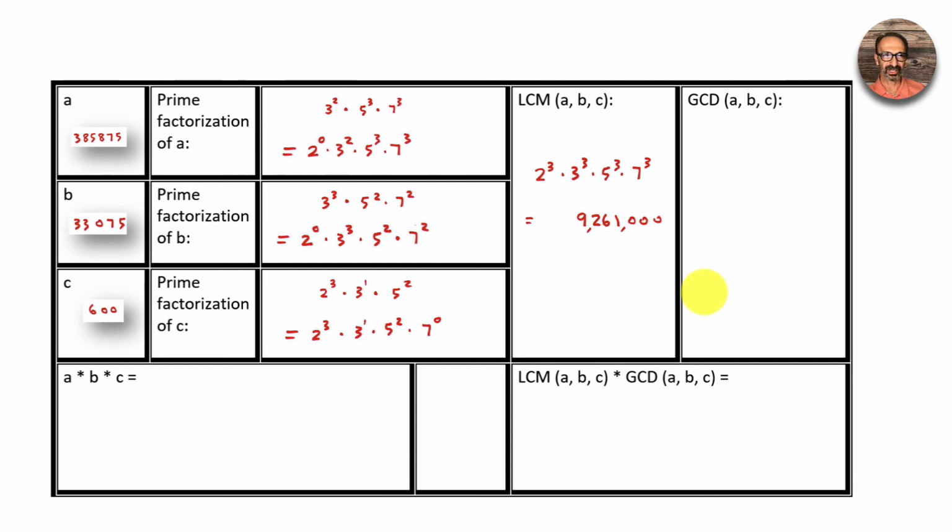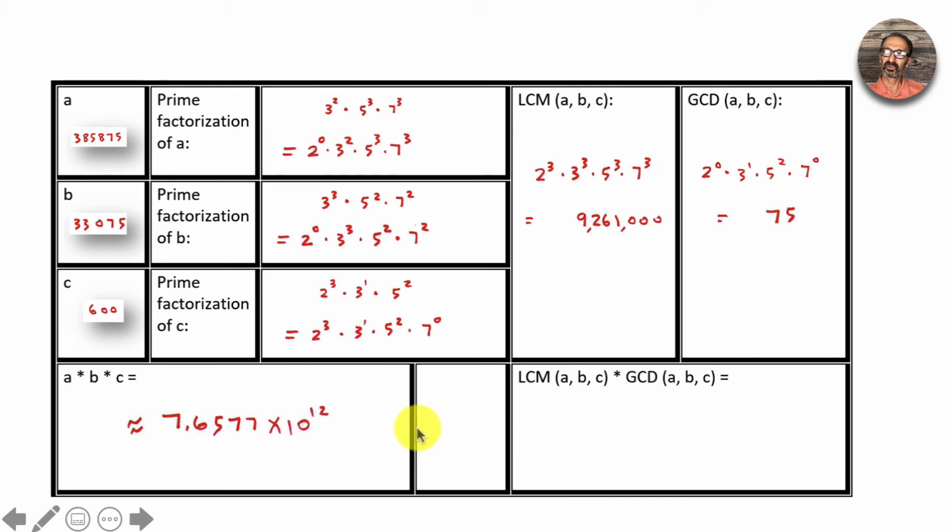Now let's go for less. That's GCD, the factors. I have 7 to the power 0 because this is the lowest. Doing the math, that's easier than this right here. 75. Multiply A and B and C.